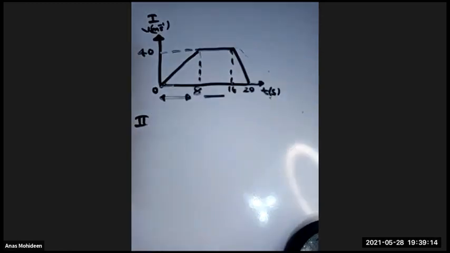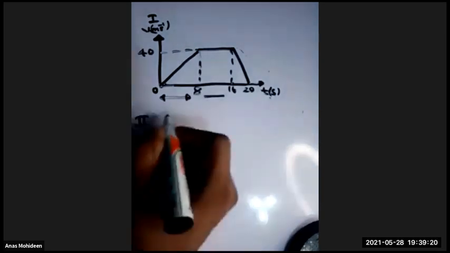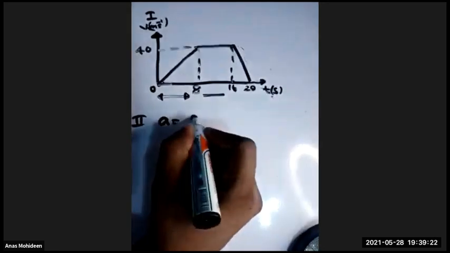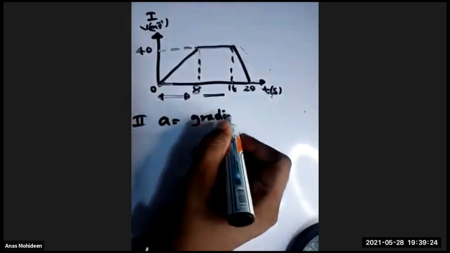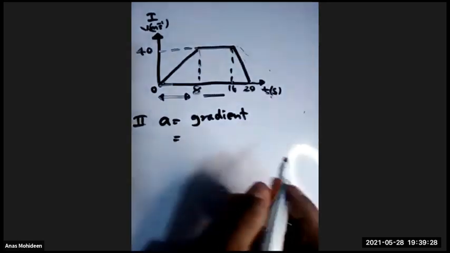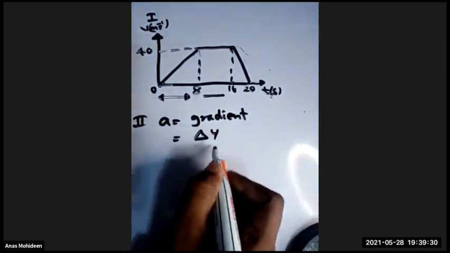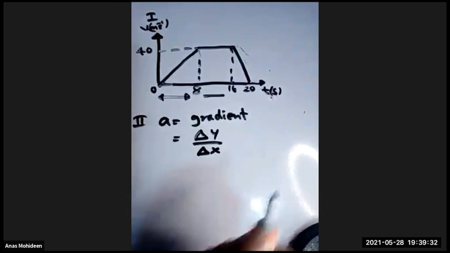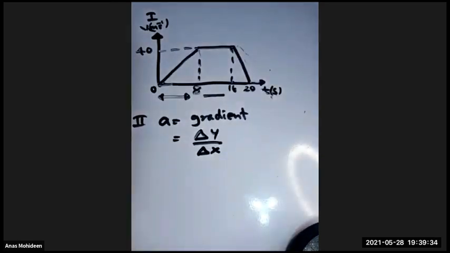I can find the acceleration in another way, that is using the graph. How do I use the graph to find acceleration? Acceleration is equal to the gradient of the graph. So how do you find the gradient? Delta y over delta x: the difference between the y coordinates divided by the difference between the x coordinates.